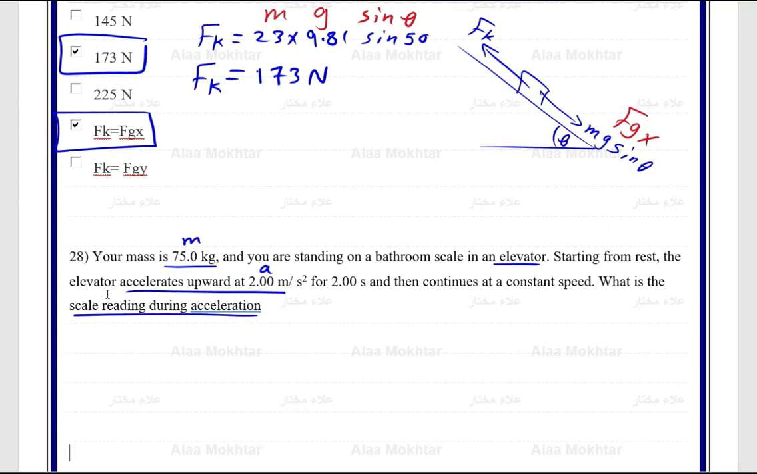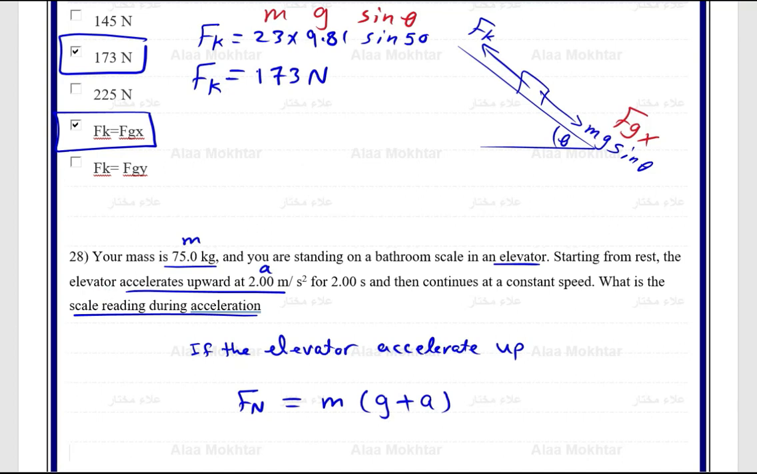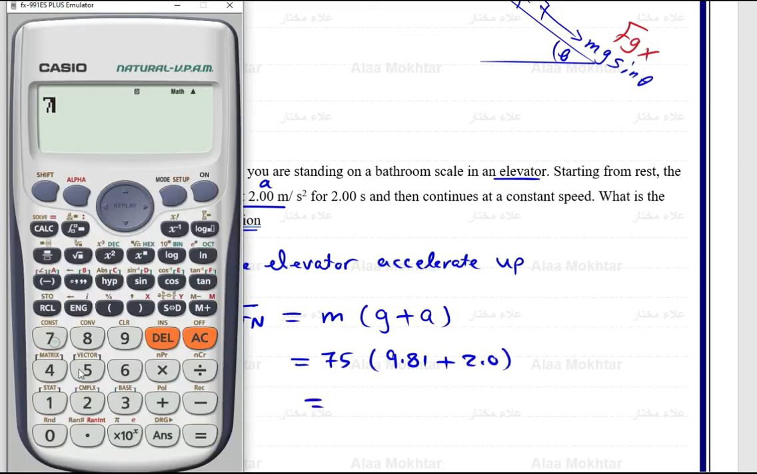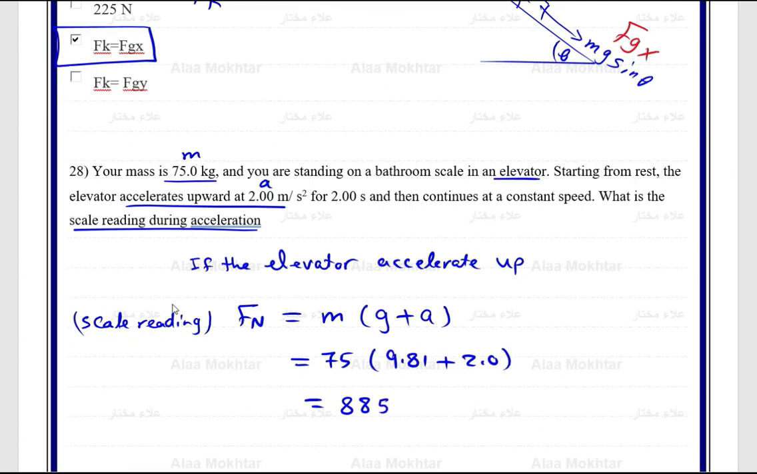during the acceleration? If the elevator accelerates up, the scale reading will equal m multiplied by g plus a. g is gravitational acceleration, and a is acceleration. So the scale reading equals mass 75, g is 9.81, plus acceleration 2. Using the calculator, 75 times (9.81 plus 2), the answer is 885 Newtons.